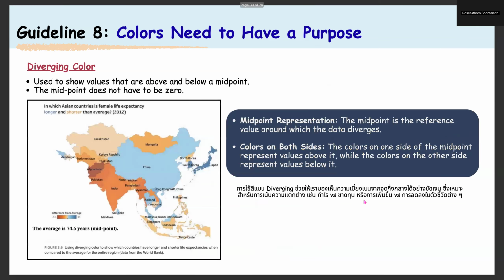And for the diverging color, this is used to show the values that are above or below a midpoint. Sometimes the midpoint does not have to be zero. This is the reference value around which the data diverge like this. So you need to put a color on both sides.